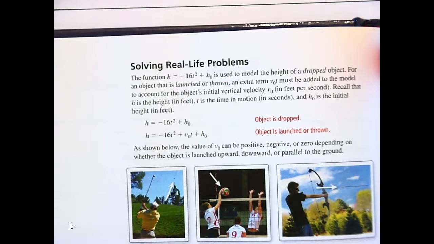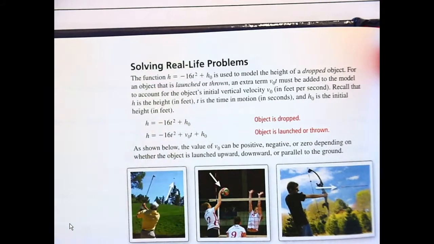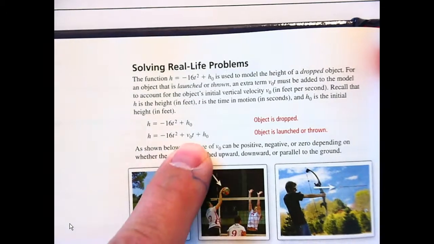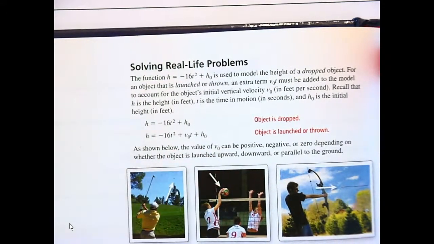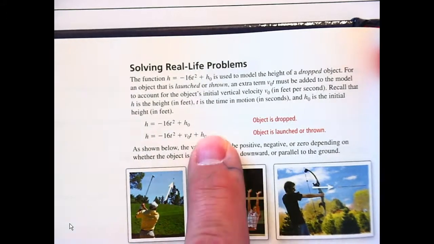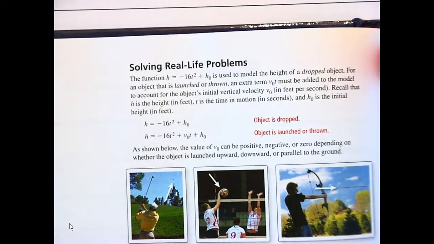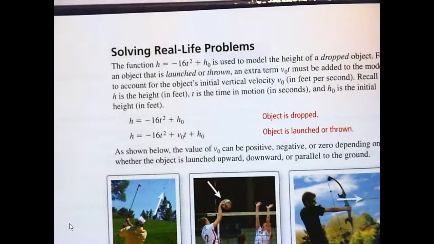Okay? When we actually throw something, which is happening in this problem, it's launched or thrown up in the air, you have to add a velocity to that. Okay? And so that's what the v is. So we have our height is equal to negative 16t squared plus our initial height, but then we also have our initial velocity times t.